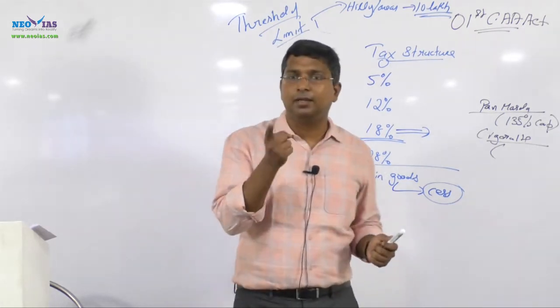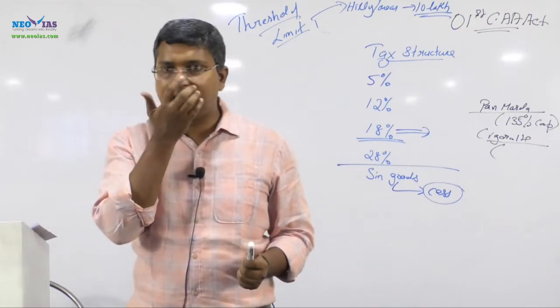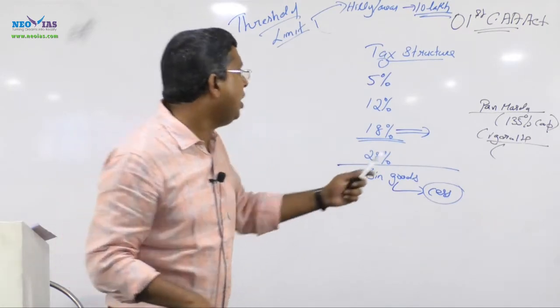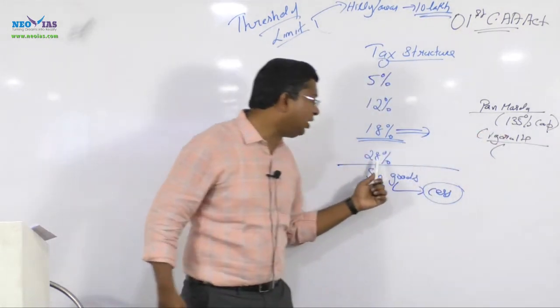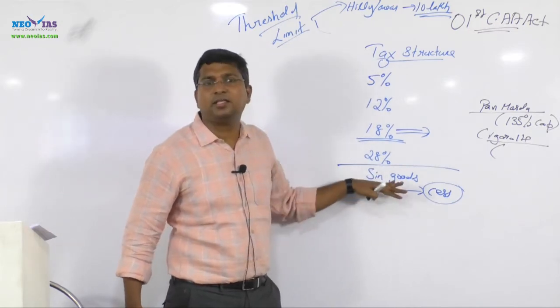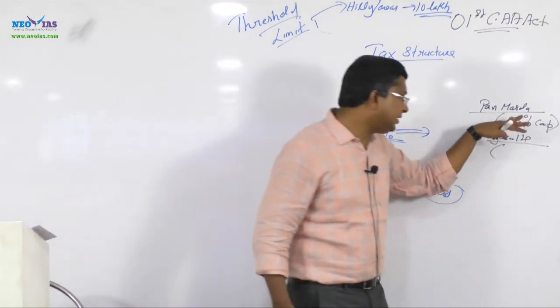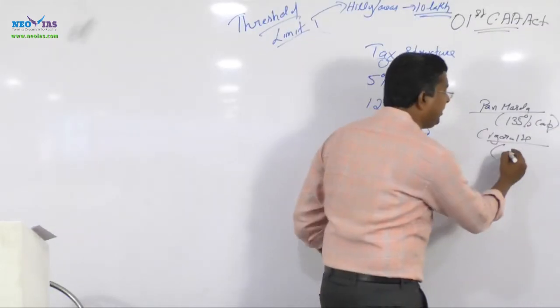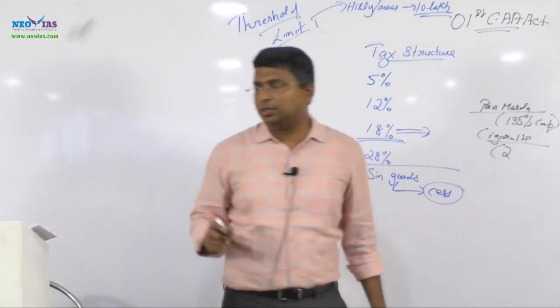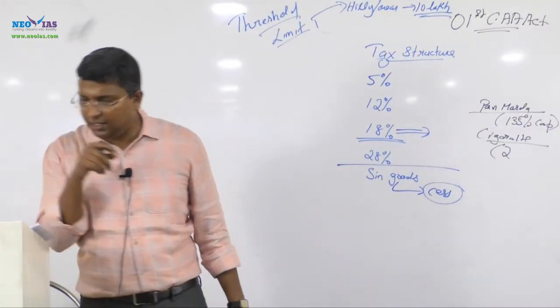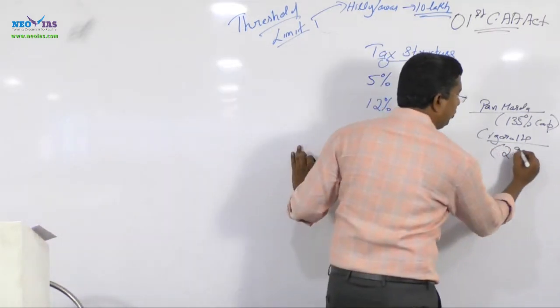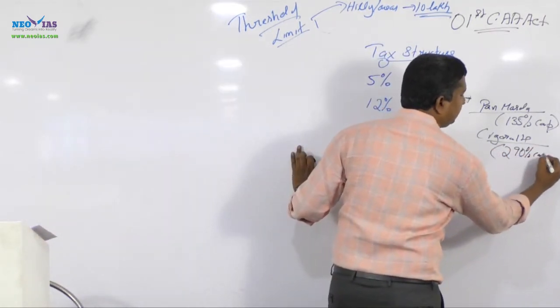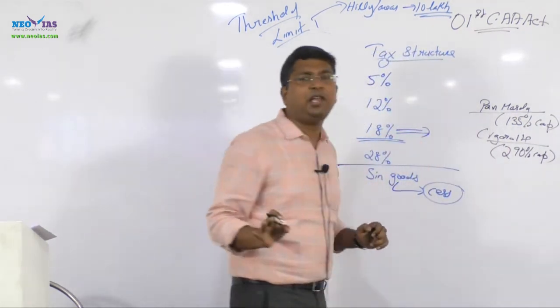Cess is what? Tax on tax. So this 135% is related to what? This 28%, the maximum tax slab. And it's given that for pan masala and cigarettes, the highest cess has been given for tobacco and cigarettes, a 290% cap is there. So value is not important.